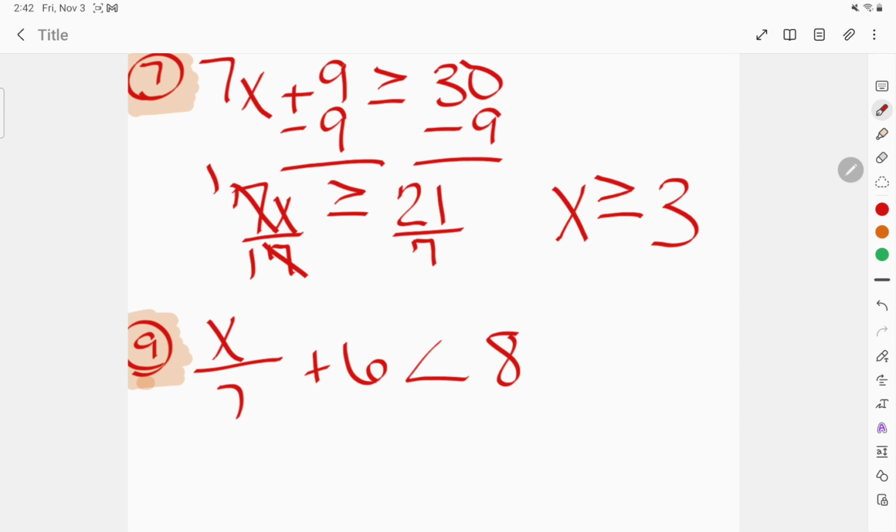All right, so 7x plus 9 is greater than or equal to 30. The first thing you do is subtract 9 from both sides. That's what we did here. This was the first step. All right, so when we did that, we got 7x is greater than or equal to 21. We divided both sides by 7. So on the left side, the 7's cancel, leaving you with 1. So x is greater than or equal to 21 divided by 7 is 3.